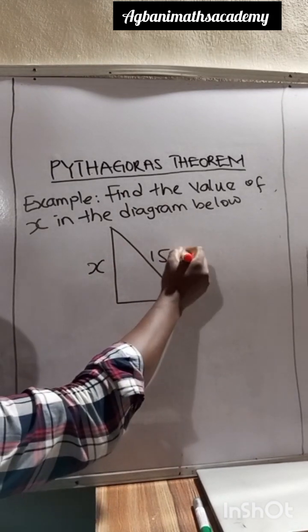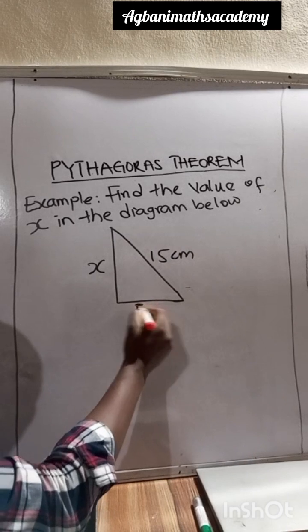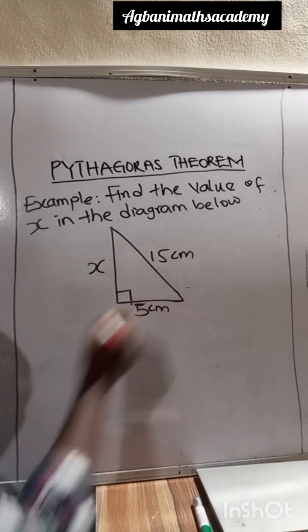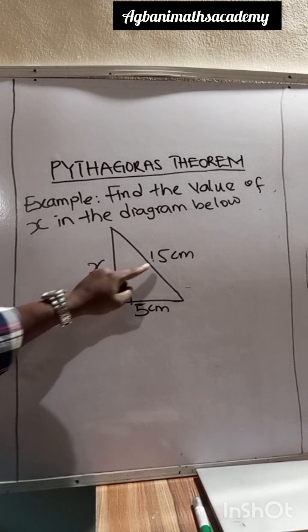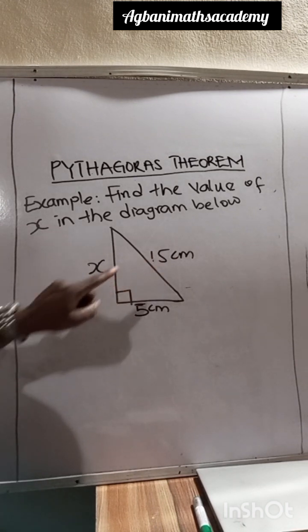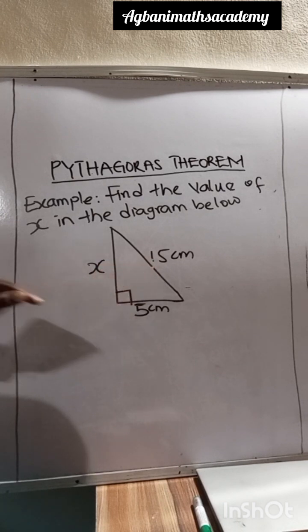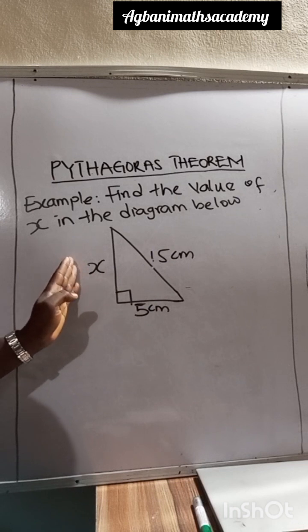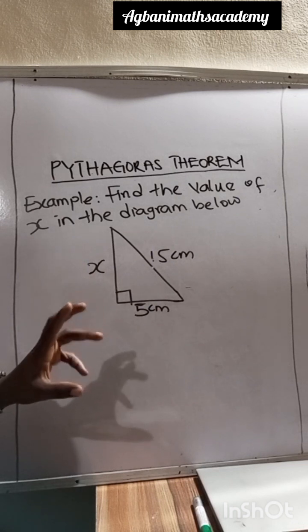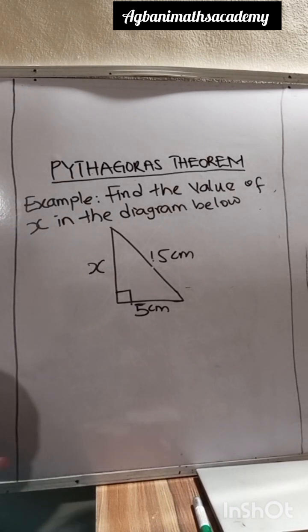15 centimeter and 5 centimeter. So this is a little different from the first two examples that we solved. Unlike the first two questions, where we were not given the hypotenuse and were expected to find it, in this particular question we are given the hypotenuse and one other side, and we are expected to find the length of this side. So it gives a little twist to the question. So let's look at it together.